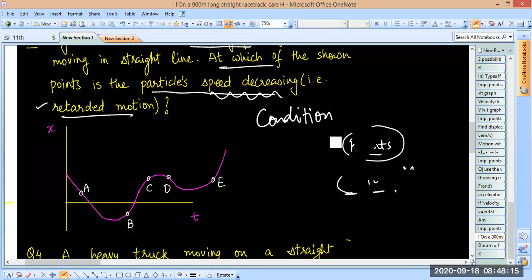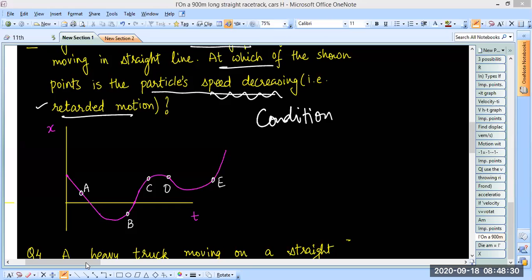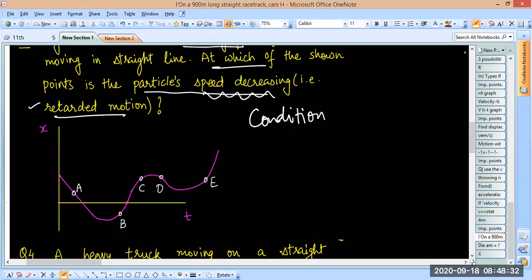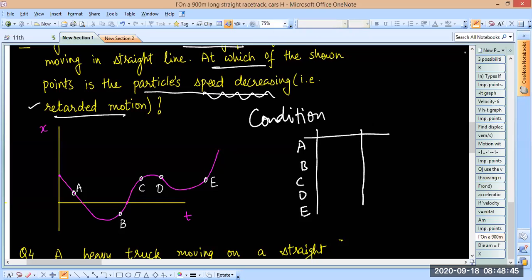Okay, so I see that so many of you have tried something. So many of you have answers. All right, so we will make a table, where we will write velocity and we will write acceleration. We have done it earlier like this. I am sure you remember. So that will help us decide.